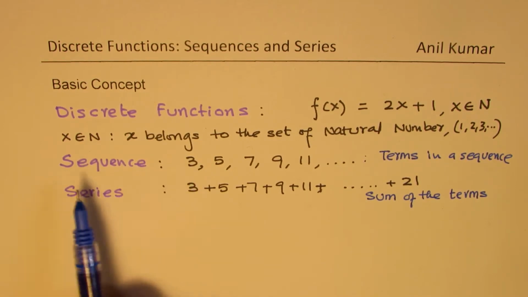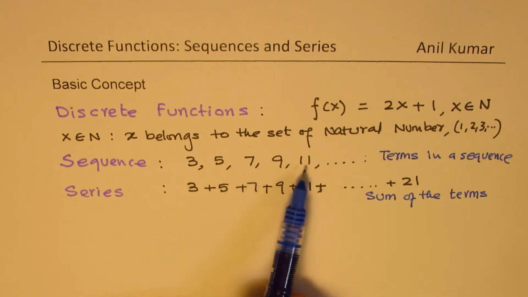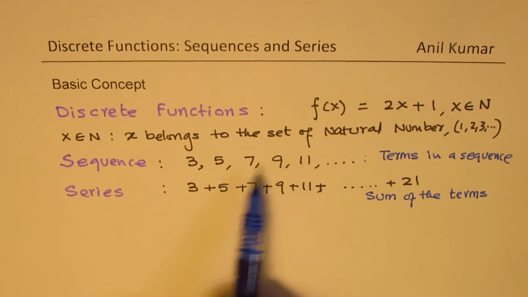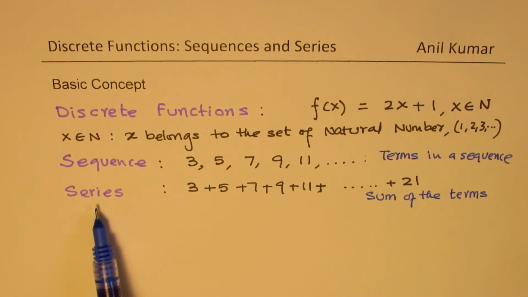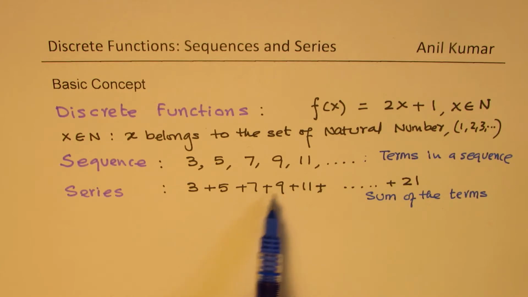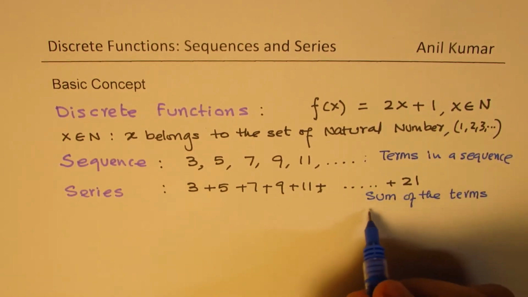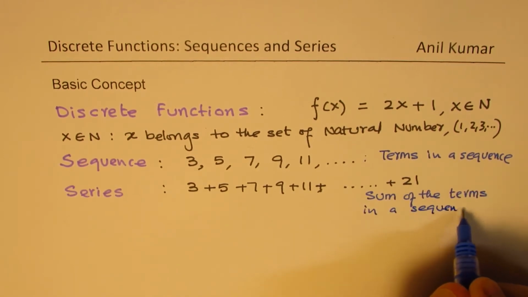So when we say sequences, we write with commas. These are separate elements following a pattern. But when we say series, we are looking for their sum, right? So we're talking about adding them, operating on the sequence. So a series is the sum of the terms in a sequence, correct?